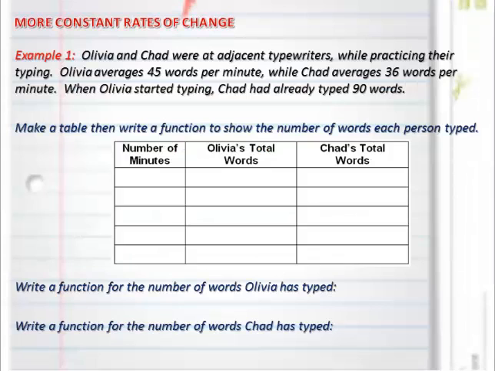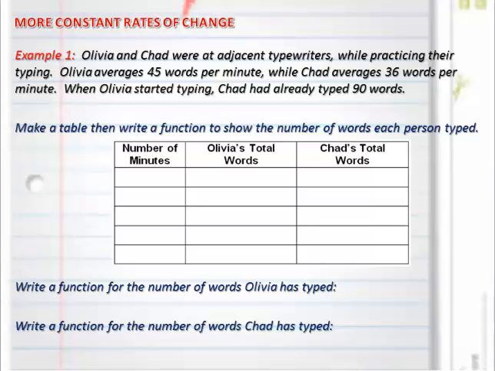Okay, our example says Olivia and Chad were at adjacent typewriters. Adjacent means next to each other, while practicing their typing. Olivia averages 45 words per minute, which means she can type 45 words every minute, while Chad averages 36 words per minute, which means he's going to type 36 words every minute. When Olivia started typing, Chad had already typed 90 words. So what we want to do is make a table, then write a function to show the number of words each person typed, and then we'll finish some more problems from there, okay?